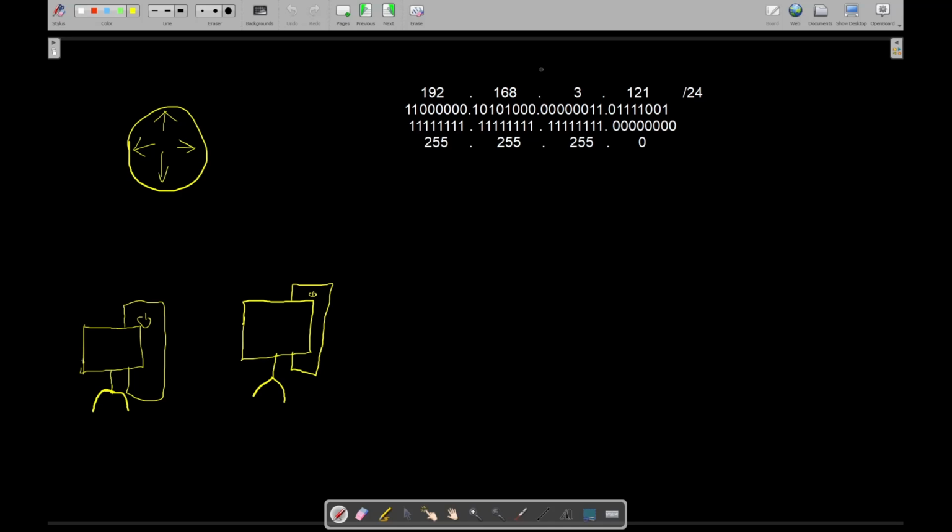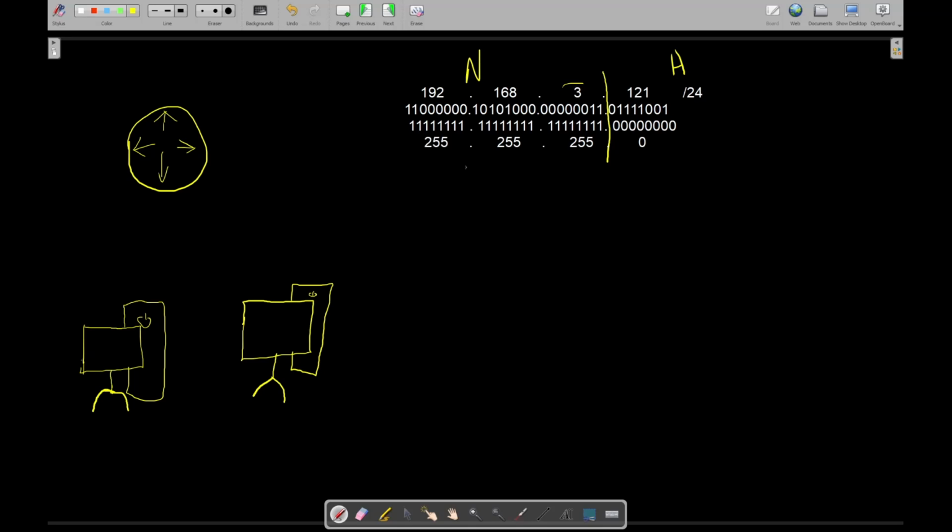What's the network portion here? We got 255, 255, 255 for a subnet mask. This is our IP address up here. Our network portion is here. This is the city. Our host portion is over here. That's the actual street address.